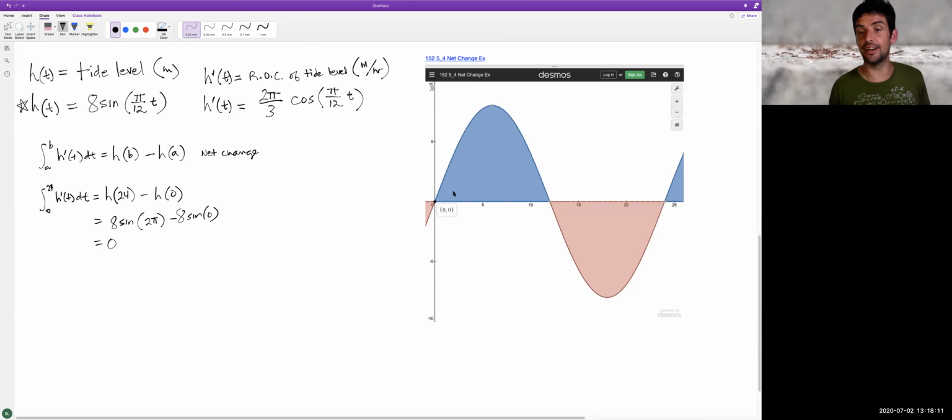It doesn't care that we went up 8 meters, down 8 meters, down 8 more meters, back up 8 meters. The tide has done quite a bit during that time, but it adds up to nothing, right? It adds up to nothing.